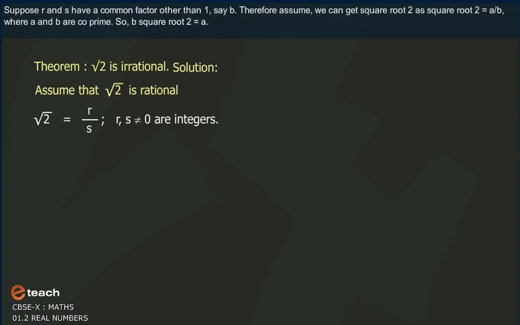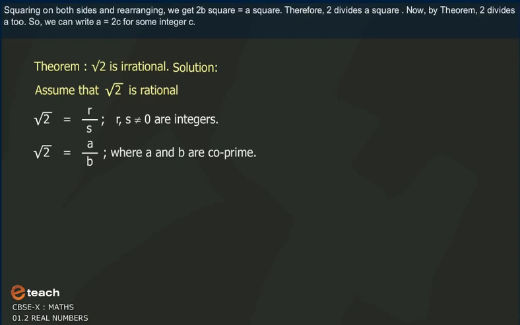Suppose r and s have a common factor other than 1, say b. Therefore, assume we get square root 2 as square root 2 is equal to a upon b, where a and b are co-prime. So, b square root 2 is equal to a. Squaring on both sides and rearranging, we get 2b square is equal to a square.